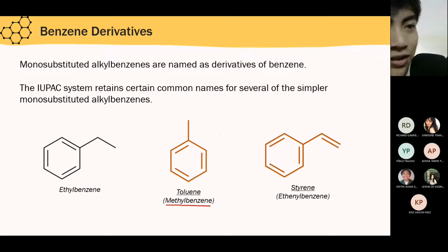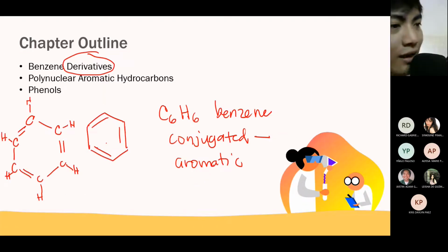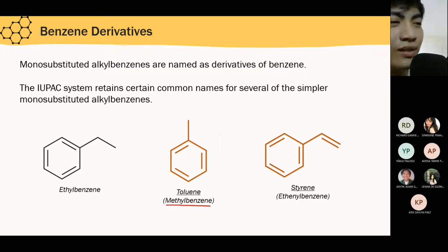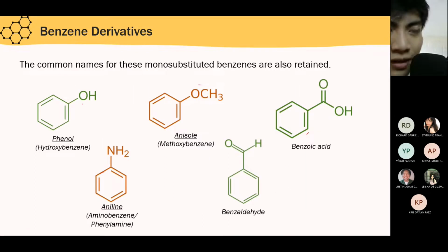So again, just remember all these common names kasi later on, sila yung magiging parent chain. So kailangan kabisaduhin nyo na sila. So again, what are the benzene derivatives and their names? We have the toluene, we have the styrene, we have the phenol, we have the anisole, we have the benzoic acid, we have the aniline, and lastly, we have the benzaldehyde. So, kailangan kabisaduhin sila because later, magagamit natin yan.